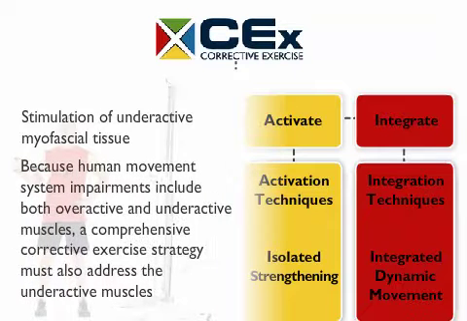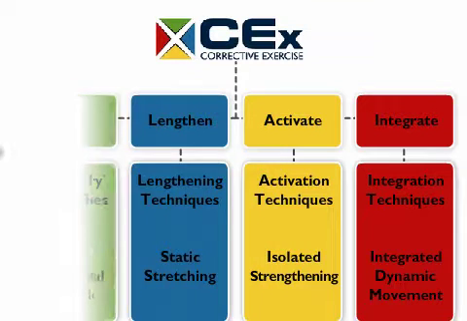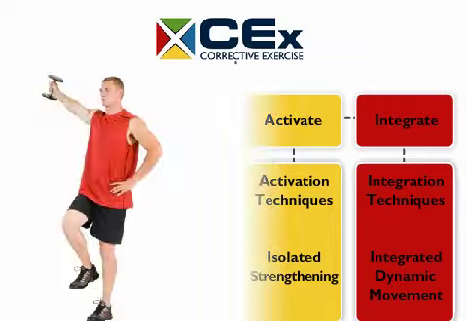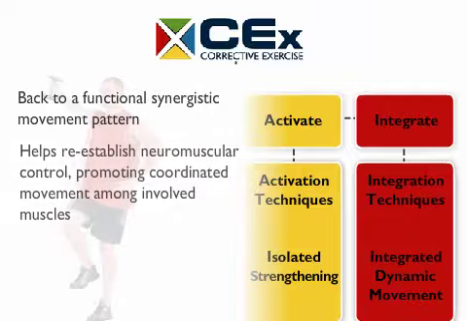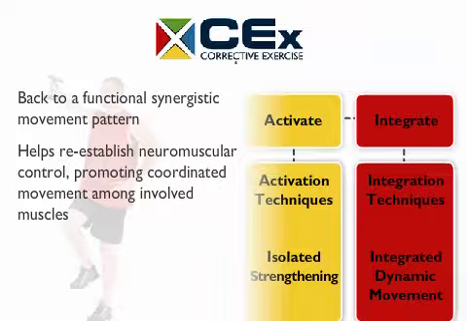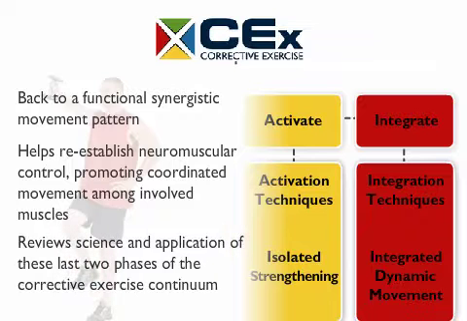Because human movement system impairments include both overactive and underactive muscles, a comprehensive corrective exercise strategy must also address the underactive muscles. The final phase of the corrective exercise continuum culminates with integration techniques. Integration techniques are used to re-educate the entire human movement system back into a functional, synergistic movement pattern. The use of multiple joint actions and multiple muscle synergies helps to re-establish neuromuscular control, promoting coordinated movement among the involved muscles. This presentation will review the science and application of these last two phases of the corrective exercise continuum.